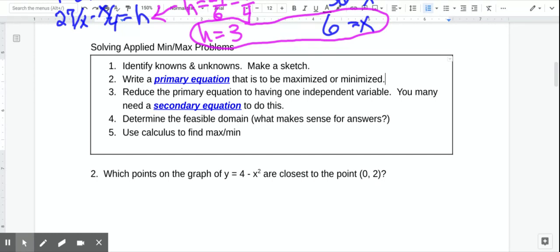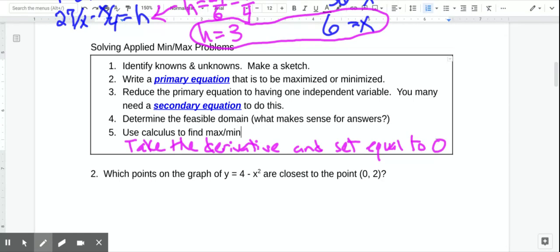Then we want to make sure that the primary equation only has one variable in it, and that's where you might need a secondary equation to do that. We don't always have a secondary equation, but usually we do. In some problems, we even have two secondary equations. Also, make sure you think about the feasible domain, what makes sense in the problem. In our last problem, negative answers didn't make any sense, so we excluded those. And then we're going to use calculus to find the maximum or minimum. The way we do that is we take the derivative and set it equal to 0. Okay, we'll check out another example in the next video.